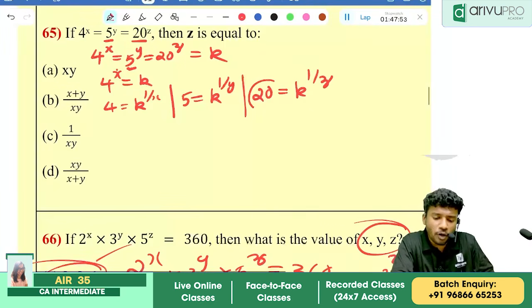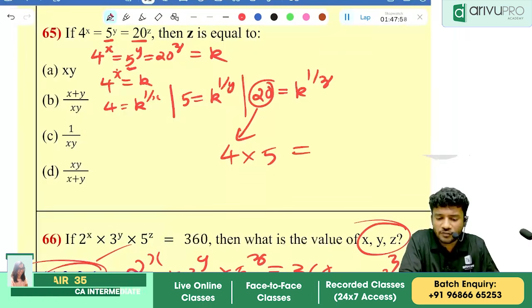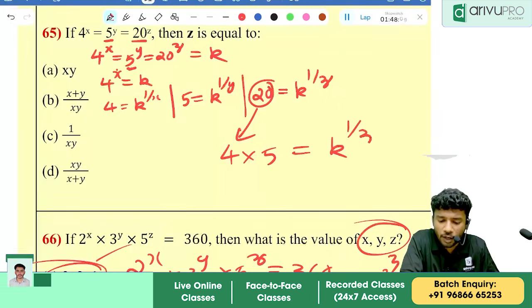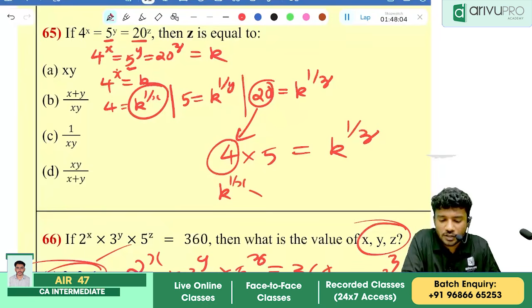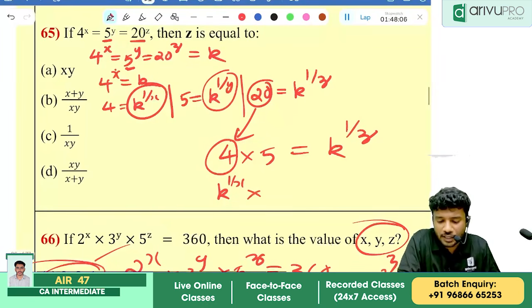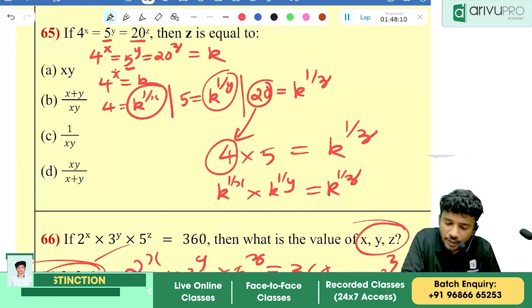Now, one thing I know about 20 is that it is nothing but 4 into 5. So 4 into 5 is equal to K raised to 1 by z. What is the value of 4? K raised to 1 by x. What is the value of 5? K raised to 1 by y, which is equal to K raised to 1 by z.